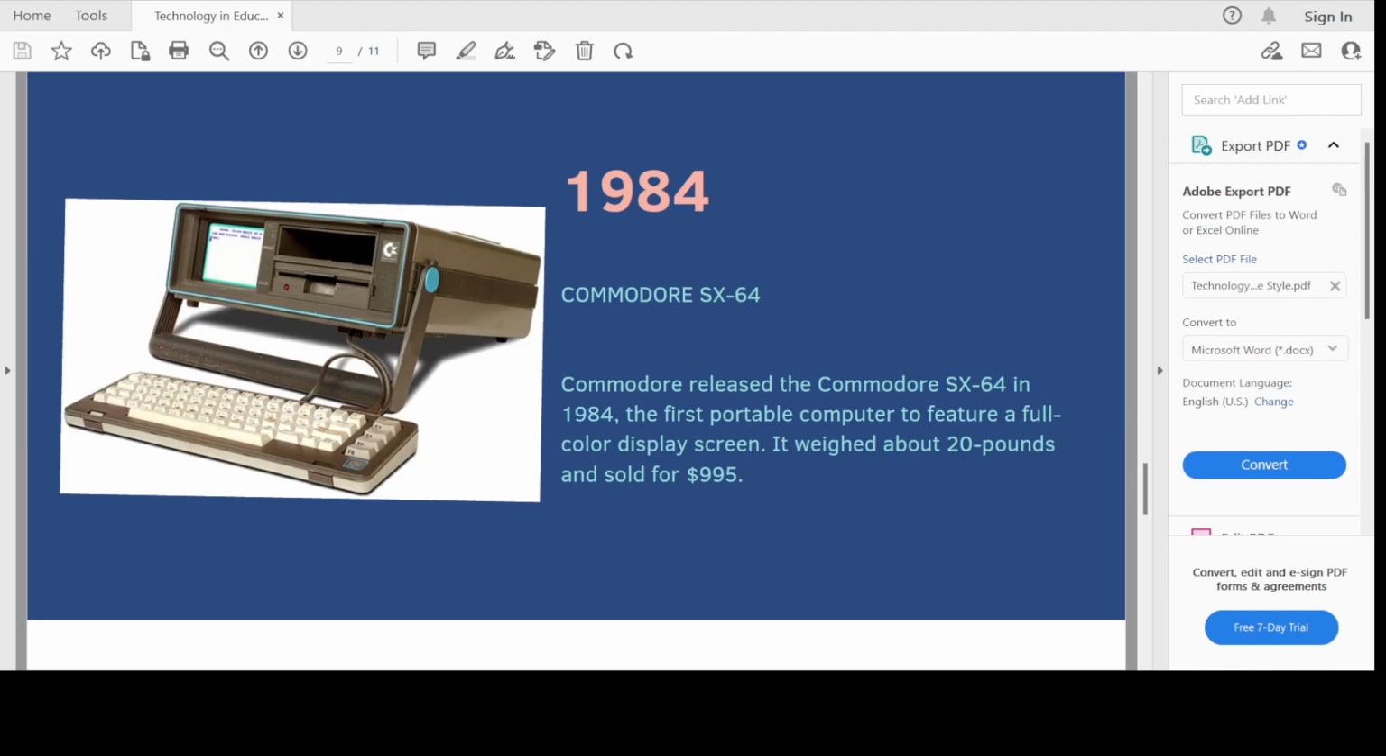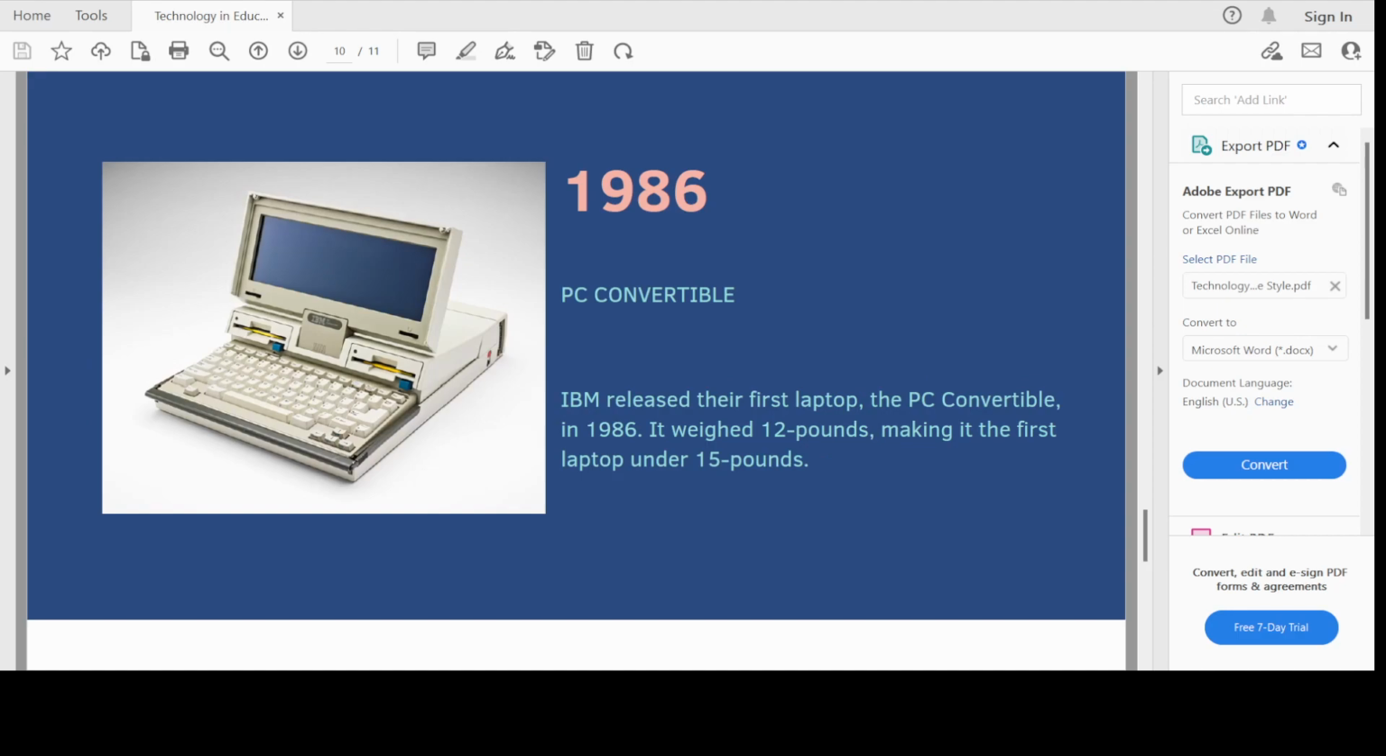1984, the Commodore SX-64. Commodore released the SX-64 in 1984, the first portable computer to feature a full-color display screen. In 1986, the PC Convertible. IBM released their laptop, the PC Convertible, in 1986. It weighed 12 pounds, making it the first laptop under 15 pounds.